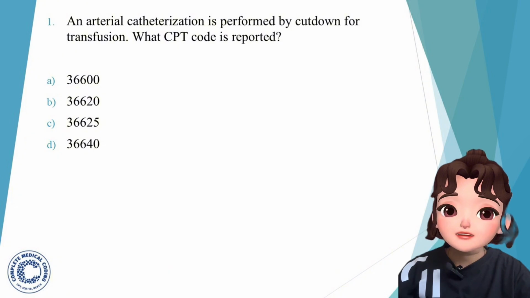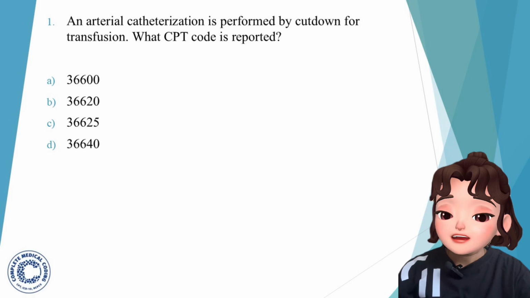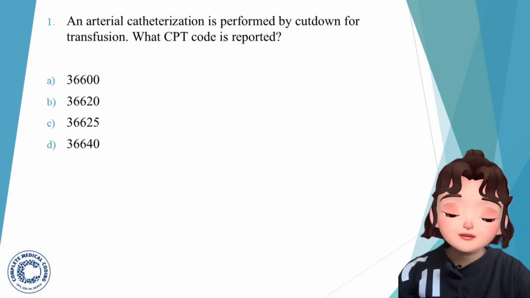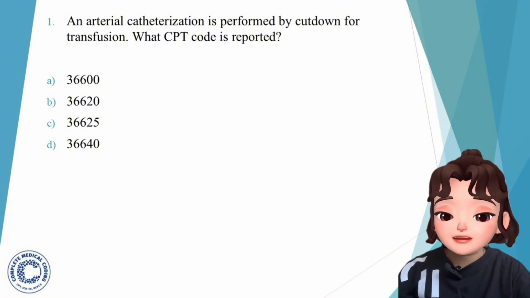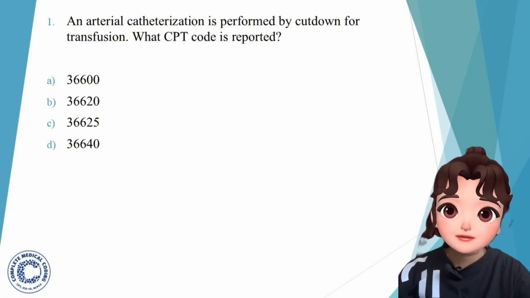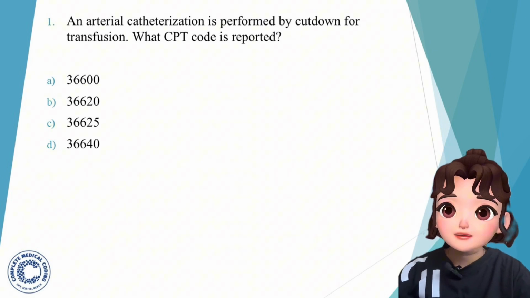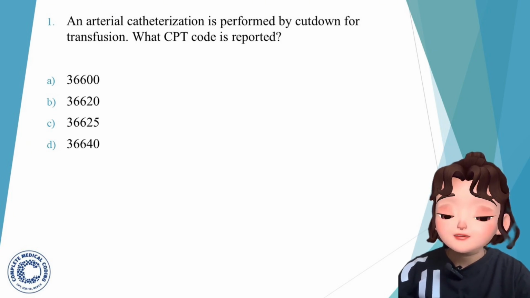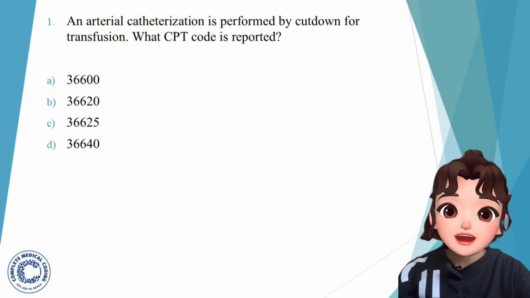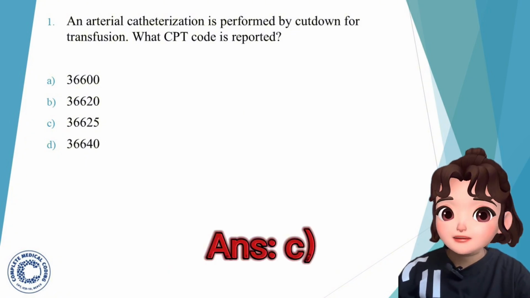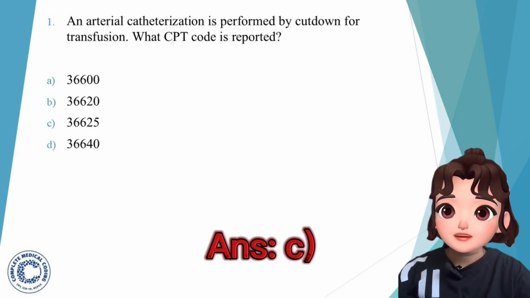So that is our answer. And if you check the other code, option D 36640, that is arterial catheterization for prolonged infusion therapy, cut down. Same cut down, but it is for prolonged infusion therapy, like chemotherapy. If in the question it is chemotherapy, then you have to code 36640. So here, as per the description, 36625. Arterial catheterization is performed by cut down for transfusion. So the answer is option C, 36625.